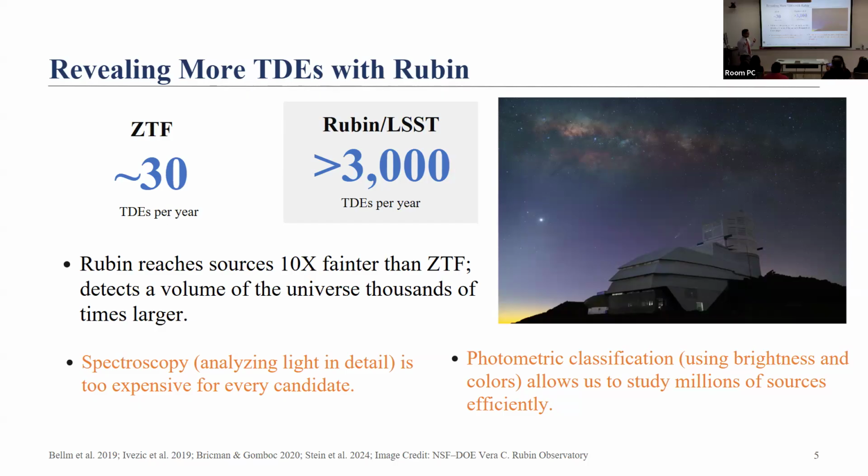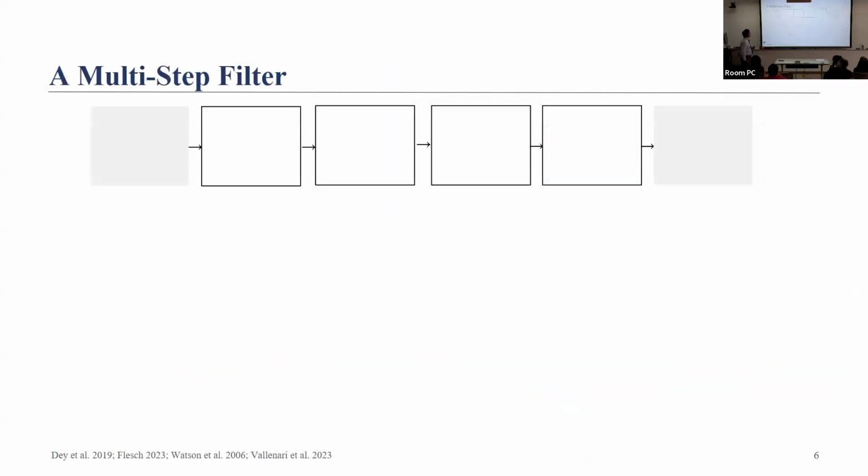The problem is spectroscopy, which is like analyzing light in detail for each of the sources, is too expensive for us. So instead, we use photometric classification. Less is more for us. Just using brightness and color helps us study millions of sources that we detect from Rubin, allowing us to study some of the darkest centers of the universe.